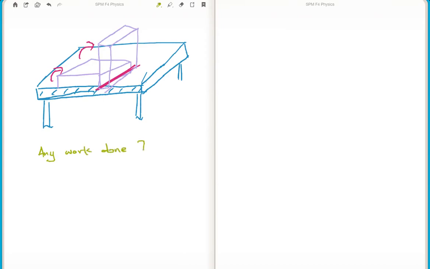Because based on our definition that defines W is what? F dot S, right? You say the direction of force must be parallel to the displacement, right? And then when the force is at an angle, then you look for the horizontal component of the force, which is parallel to the displacement or the movement. So how about this? They don't seem to have any movement, isn't it? Right? No, it is not.